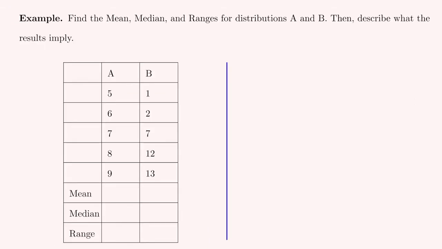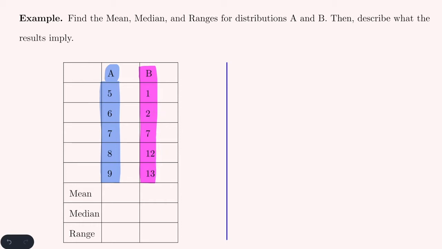Now in this next example, I have 2 data sets. The first one is data set A, and data set A has elements 5, 6, 7, 8, and 9. The next data set is data set B, and data set B has items 1, 2, 7, 12, and 13. Now one thing we can note about both data sets is they're both written in order. 5, 6, 7, 8, and 9. A is in order. And data set B, 1, 2, 7, 12, 13 is in order. So that can help us quickly find the range.